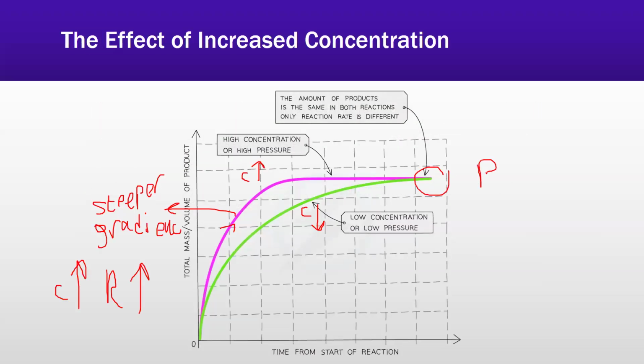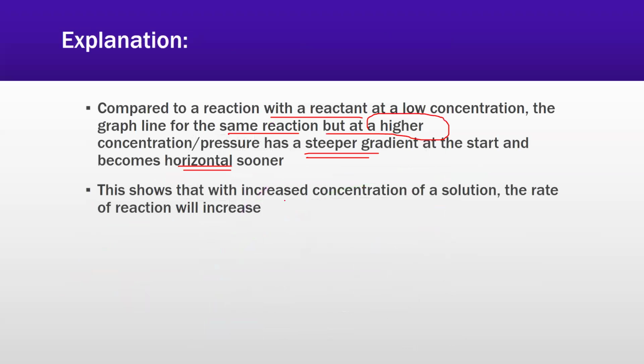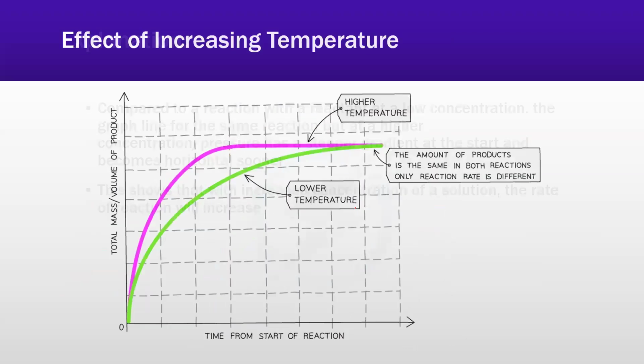Look, the amount of products is the same. Okay, low concentration also produced 100 products. The higher concentration also produced 100 products. But the green line, the lower concentration, came to horizontal after 7 seconds. But the pink line with a higher concentration came to horizontal after 3 seconds. You see, it was at about 3 seconds, which means the products are the same. Number of product is the same. The result is the same, but the reaction was faster. I got the product in a lesser time. Amount of products is the same. This shows that with an increased concentration of a solution, the rate of reaction will increase.